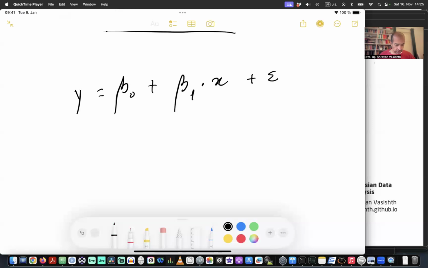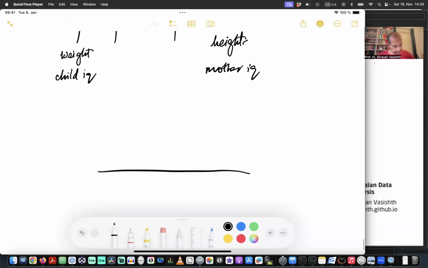And the idea here is, a simple example would be if I'm trying to model individuals' weights as a function of their heights, that's an example. Another example would be child IQ as a function of mother's IQ, right? That's another example. And so in these kinds of situations, let's just take the child and mother IQ example. So the mother's IQ is on the x-axis, child's IQ is on the y-axis.